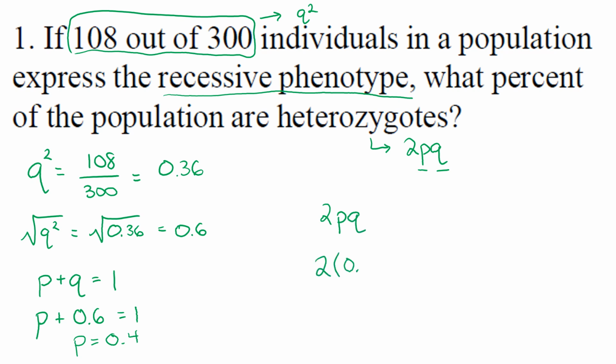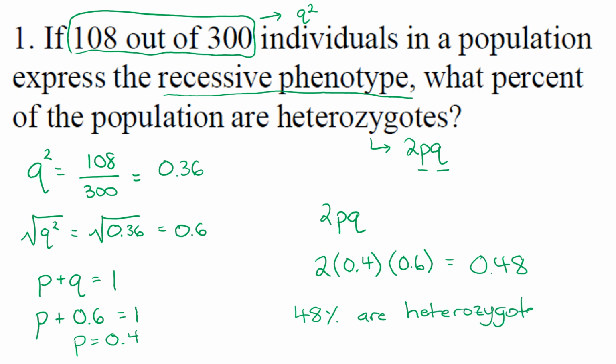So my p is 0.4, my q is 0.6, and then let's type it into the calculator, and we get 0.48, and the problem asks for it in percentage. So 48% are heterozygous. There you have it.